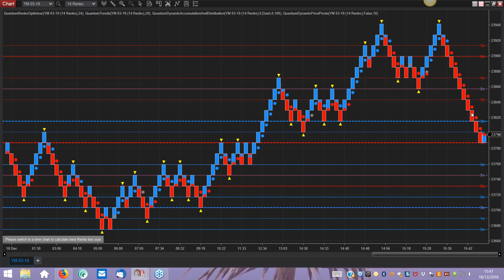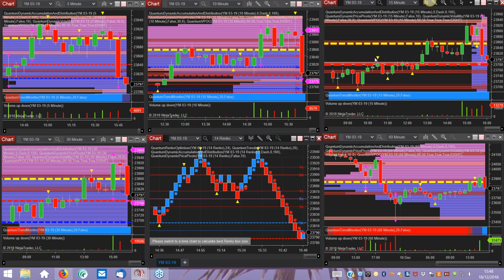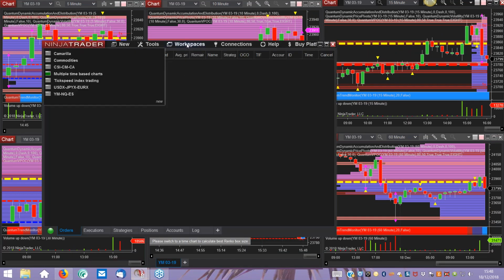It doesn't look a lot here, but rest assured it is, because of the nature of these bricks, which are quite wide for the YM. If this was on the ES, these might be 2 or 3 points, and different again on the NASDAQ. Let's pop that down, see where we're going. Let's just head over to the tick charts, which is an equivalent workspace.